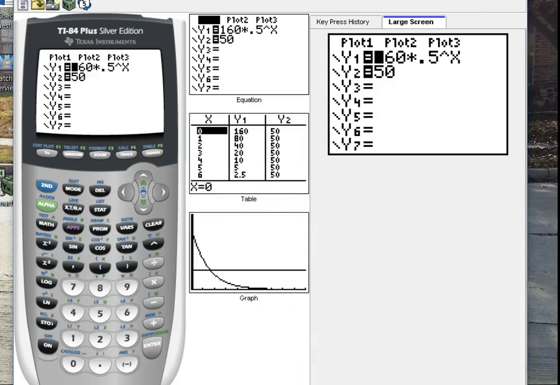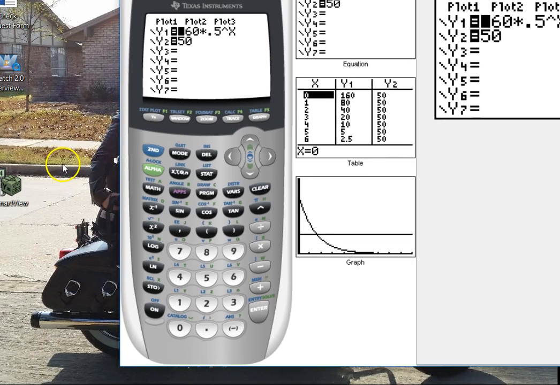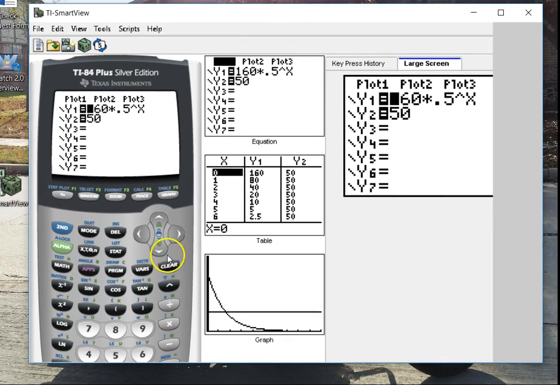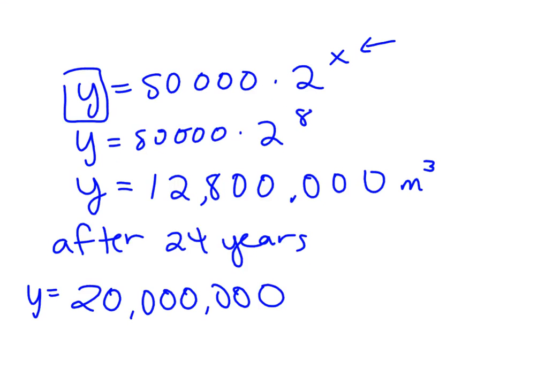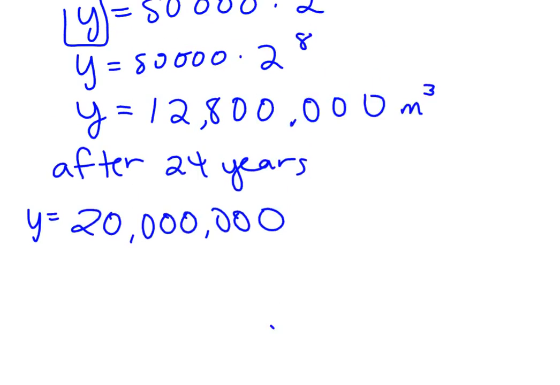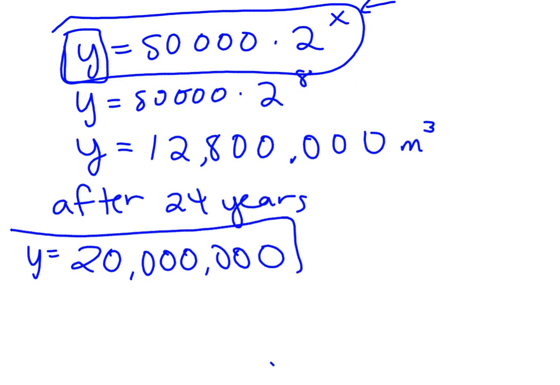Oh. Well, that's not good. See if we can open it again. Well, mine's not gonna do it. Can you guys get it on yours? Are you gonna have to change your window a little bit? We want to plug this. This is our equation that we're plugging in. This one and this one.